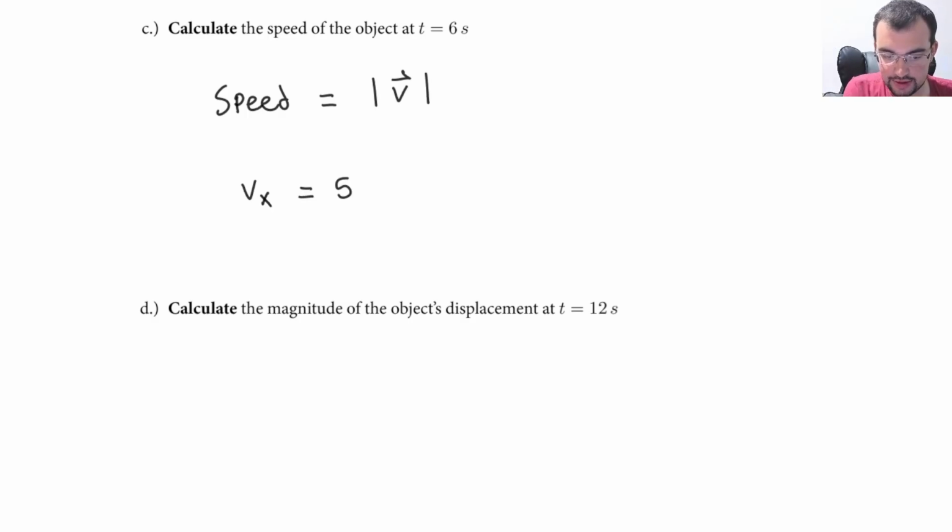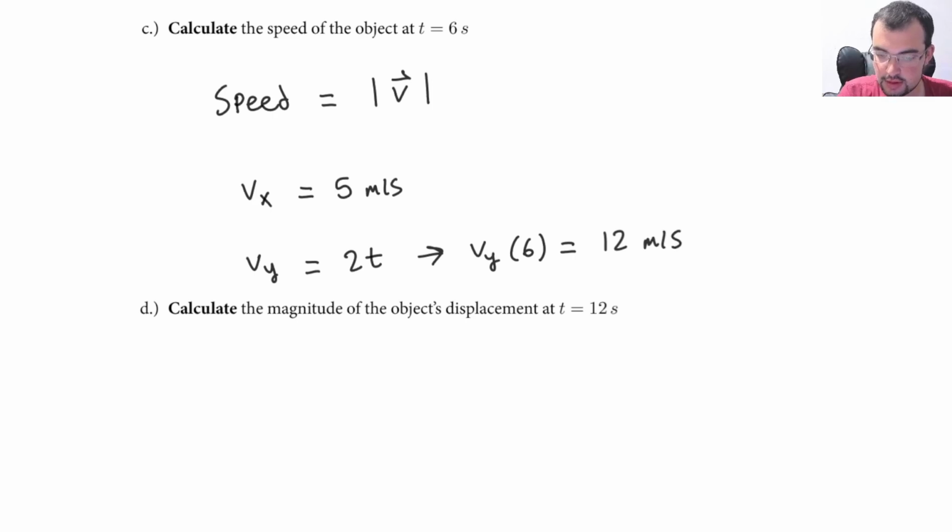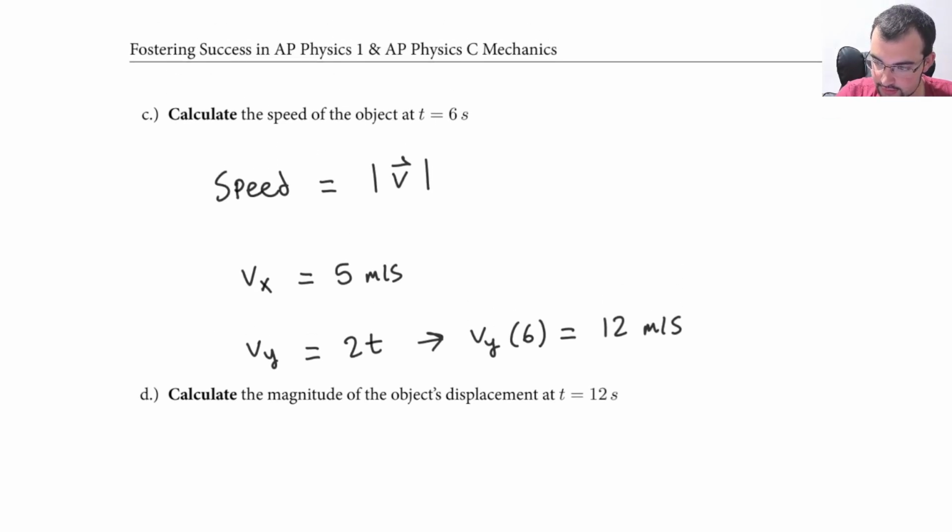So Vx is just equal to 5, so there's nothing to plug in there. We just have 5 meters per second. And then for Vy, we said it was equal to 2 times t. So that means Vy at 6 is just going to be 2 times 6, which is 12. So that means our velocity vector is going to look like this, where this is 5 meters per second and this is 12 meters per second.